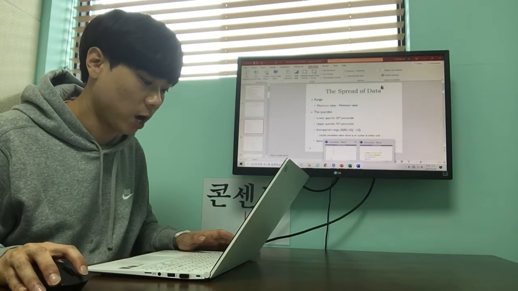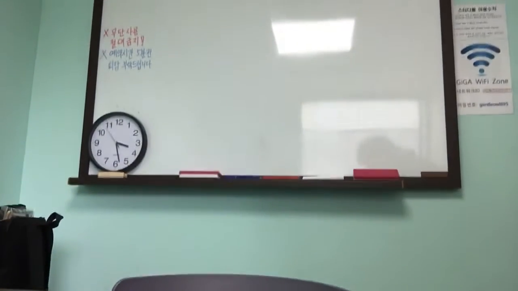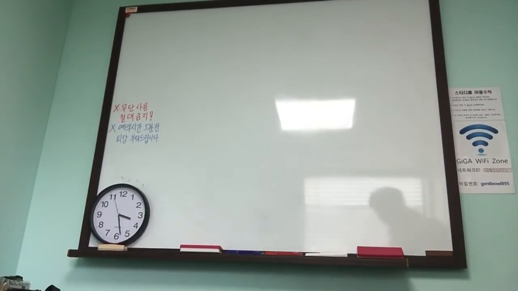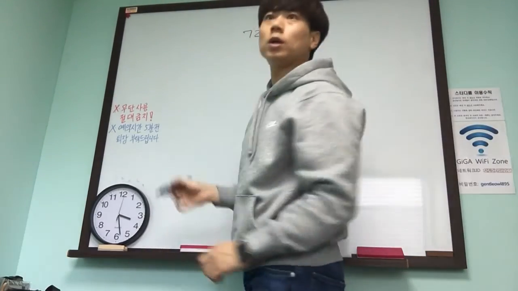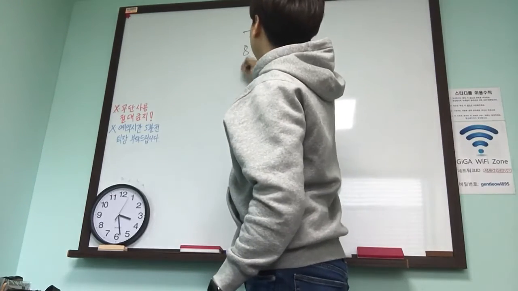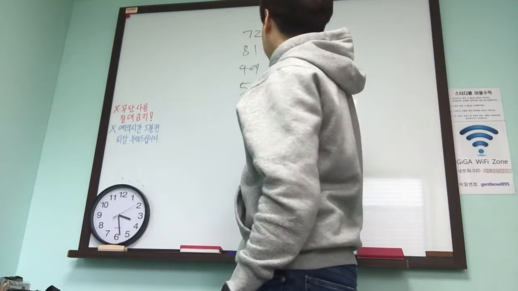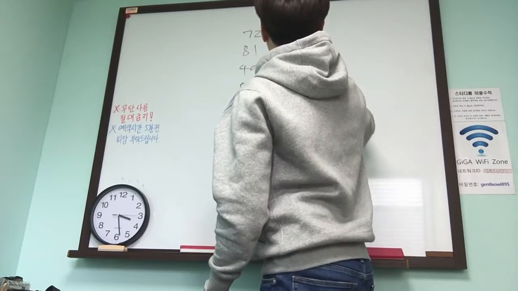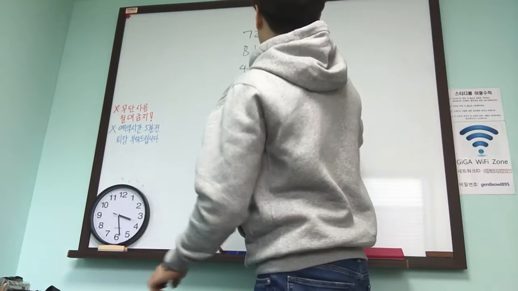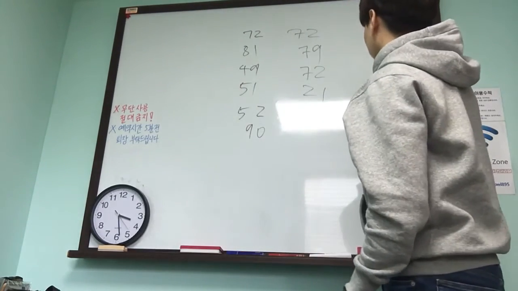So if we talk about mean, median, and mode, actually, let me make this easier. I'll turn the camera around and go to the whiteboard. I had numbers 72, I've got 81, 49, 51, 52, 90, 72. I've also got 79, 72, 21. How many is that? 3, 4, 5, 6, 7, 8, 9, 10. So I've got my 10 numbers.